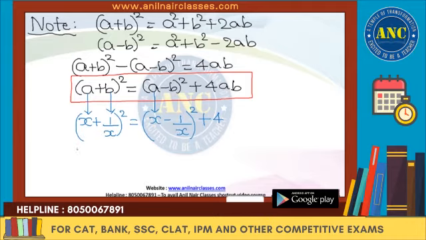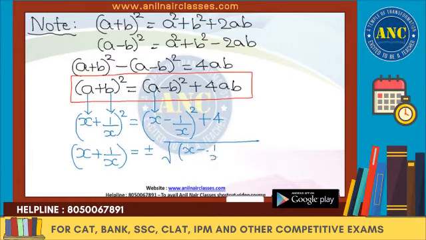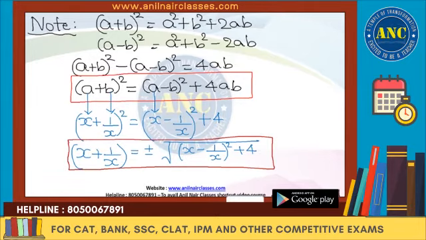So can I say that if I only need the x plus 1 by x value, I don't want the square of it, then to remove the square on the left hand side, I should take the square root on both sides. So the right hand side becomes plus or minus square root of x minus 1 by x whole square plus 4. This is one of the very important key points that we need to use in our problems, but I will make it even simpler for you.